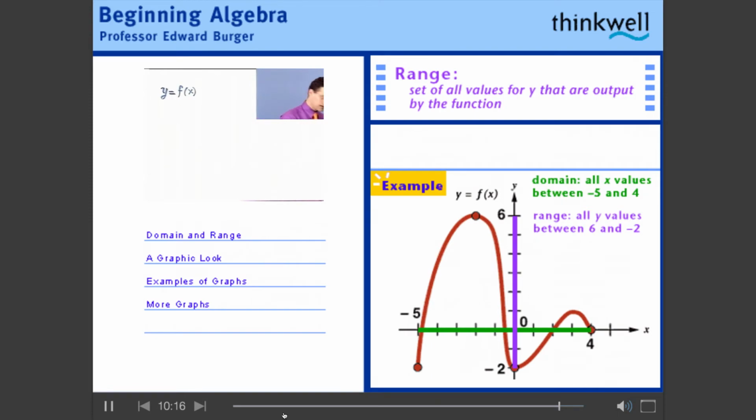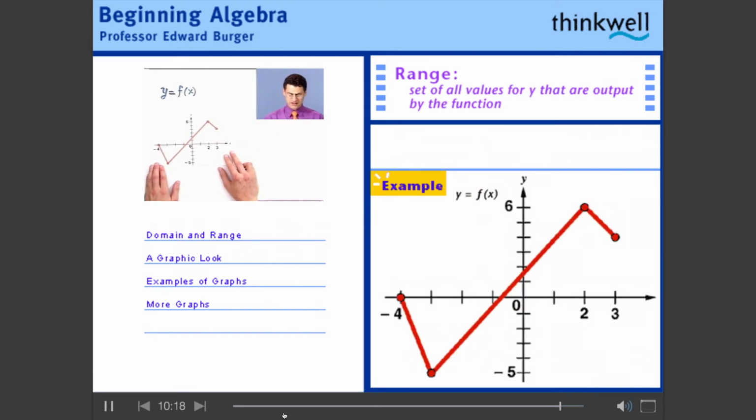Okay? One last one here. Here's a function that sort of has some straight line segments to it, but that's fine. Again, this is cut off. So what's the domain? From -4 to 3. That's the only place the function is defined. What's the range? The highest point is 6. The lowest point is -5. So the range would be from -5 to 6. Those are the y values. The domain would be x values from -4 to 3.